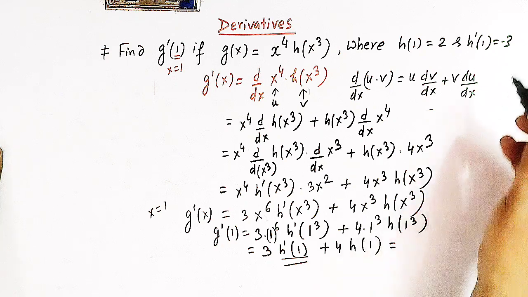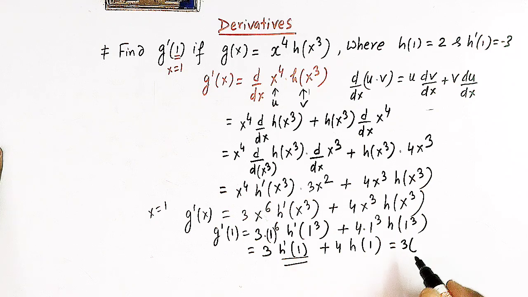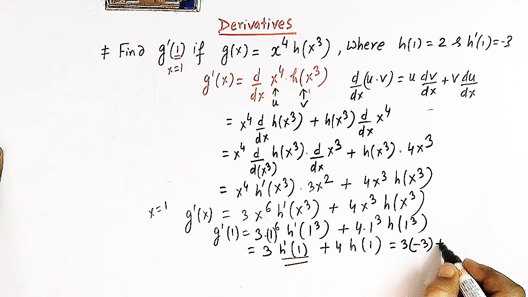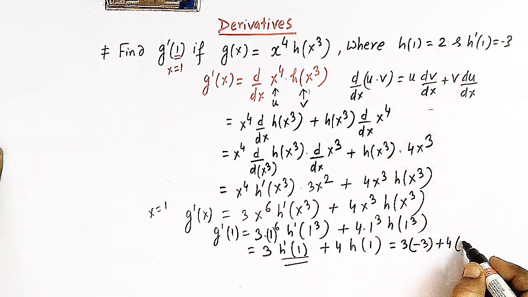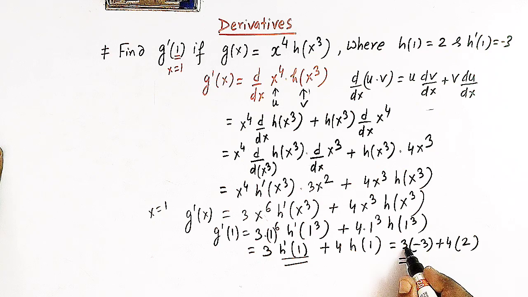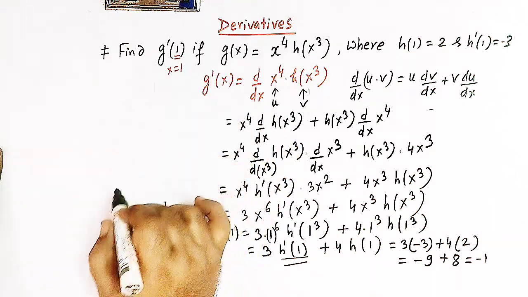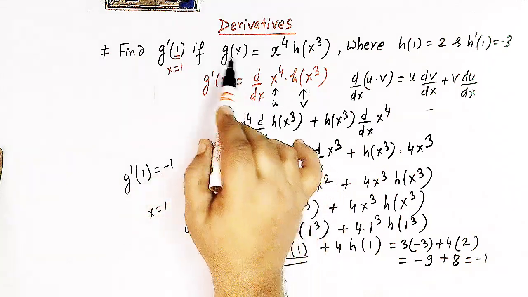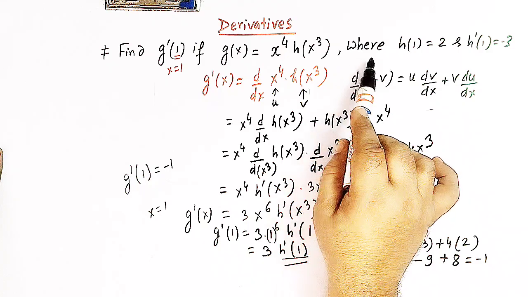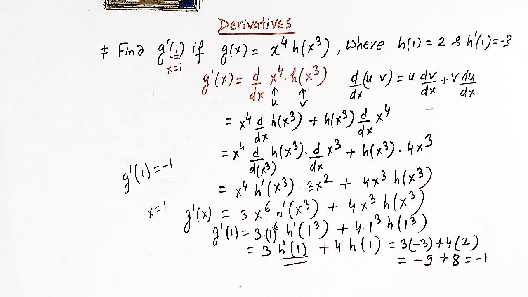Now we have h prime of 1 is equal to minus 3. So we can substitute the value of h prime of 1, that is minus 3, and then we have 4 times h of 1, and h of 1 is given as 2. So now we have minus 9, and this is 4 times 2, 8. So 8 minus 9 is minus 1. So the value of g prime of 1 is equal to minus 1 when we are given this function along with the conditions h of 1 is equal to 2 and h prime of 1 is equal to minus 3.